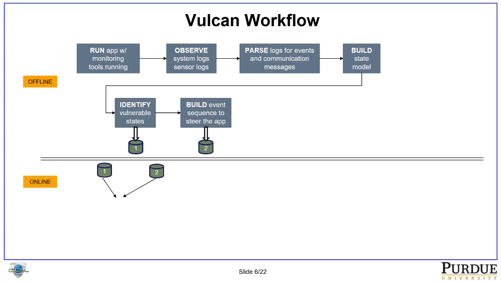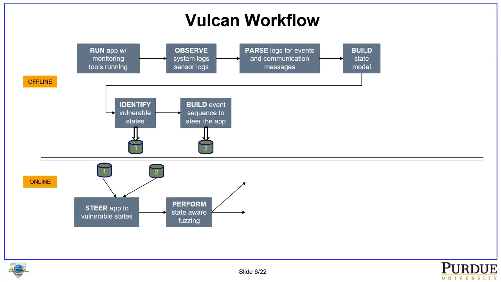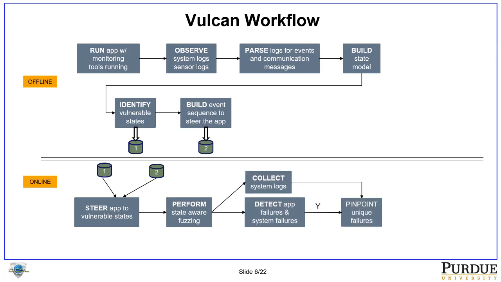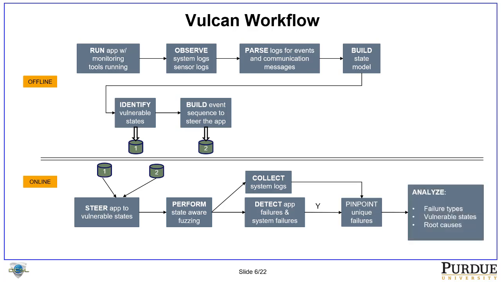During the online phase, the traces are used to steer the app to one or more vulnerable states, denoted by the degree of concurrency. Then a sequence of semi-valid intent and communication messages, depending on the state, are injected into the target application, which leads to a higher fault activation rate and even system reboots.